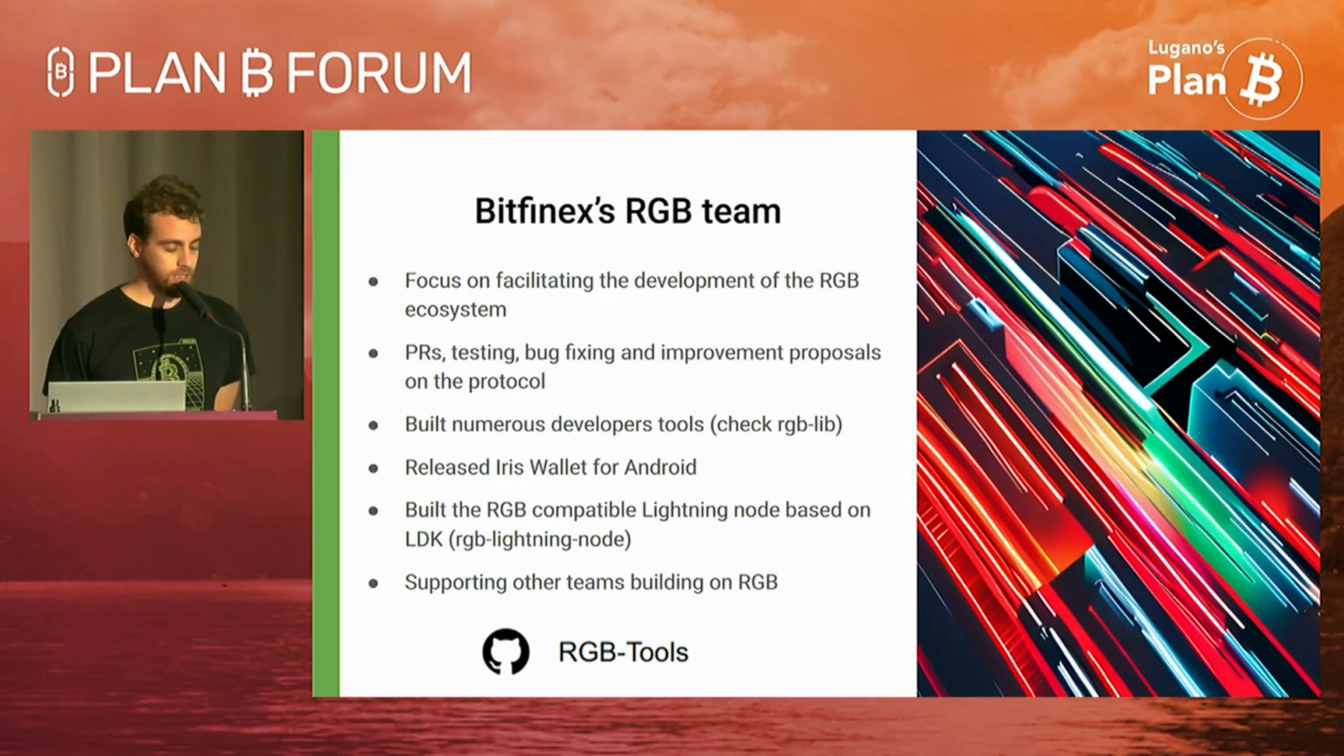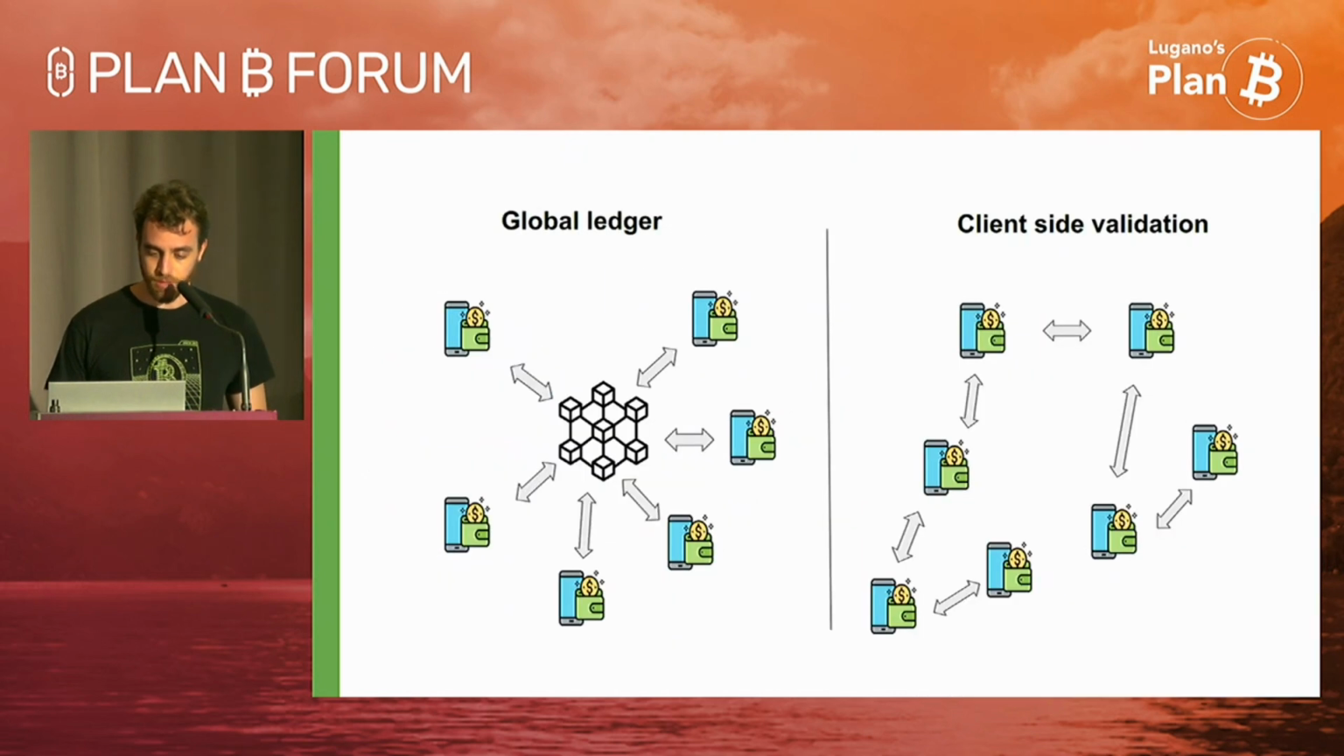We released an RGB compatible wallet for Android, which is called Iris Wallet. If you go on the Play Store, you can find the testnet version of it. We built an RGB compatible Lightning node, which is also what we will talk about today, and it's called RGB Lightning Node. It's available on GitHub, but the public repository doesn't have all the features that we will talk about today, but you can already open RGB channels, do payments and do routing with RGB denominated channels. And then we also try to support other teams that are building on top of RGB, especially if they use our libraries.